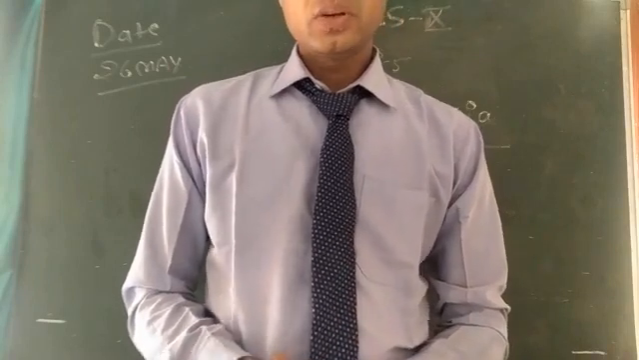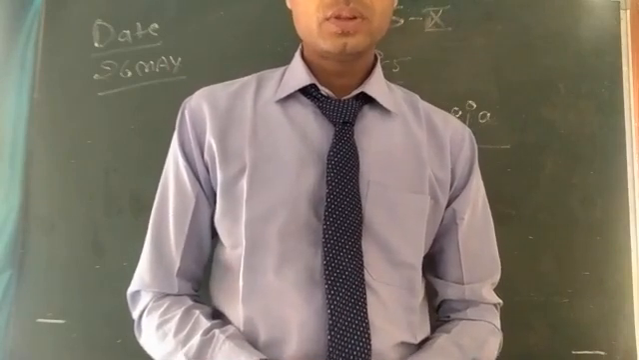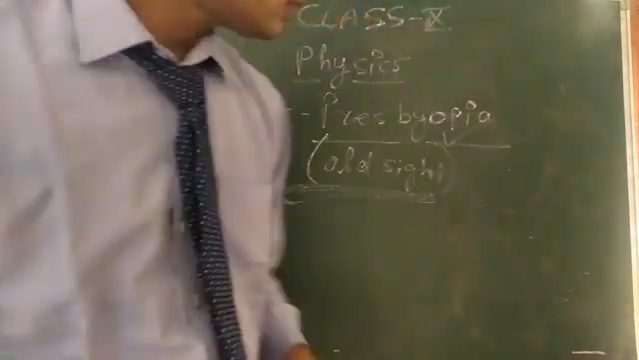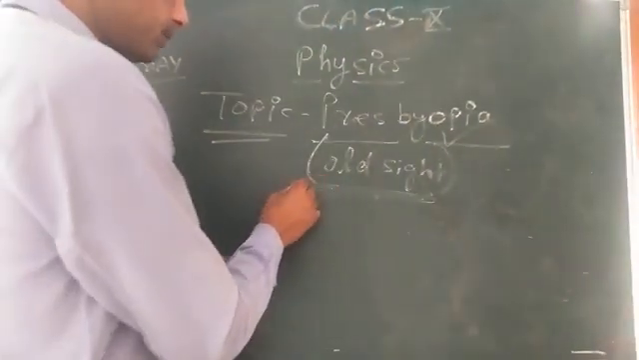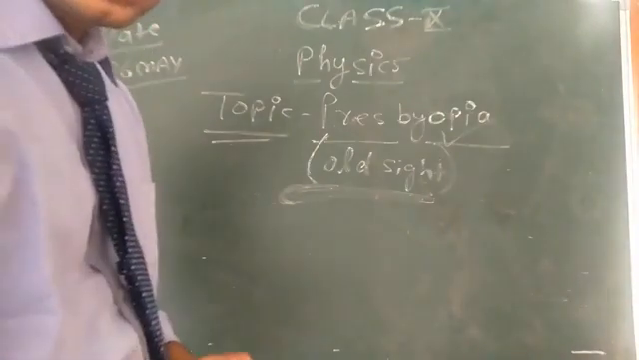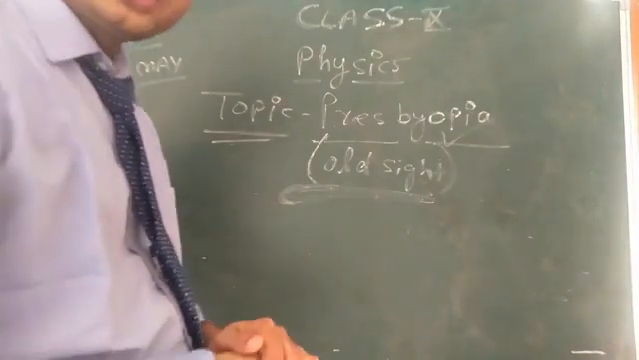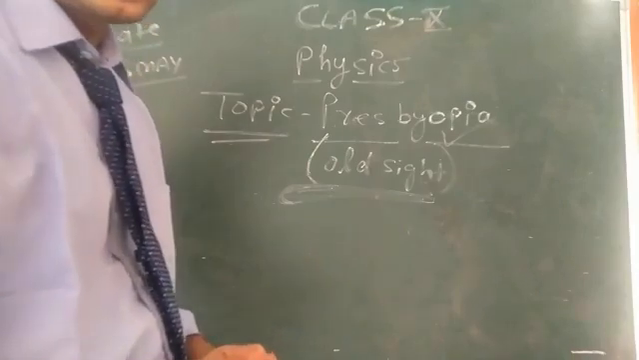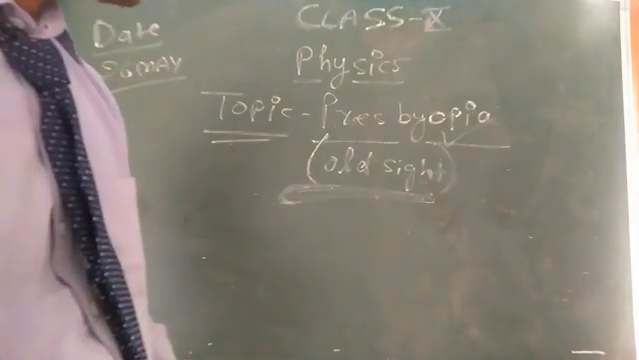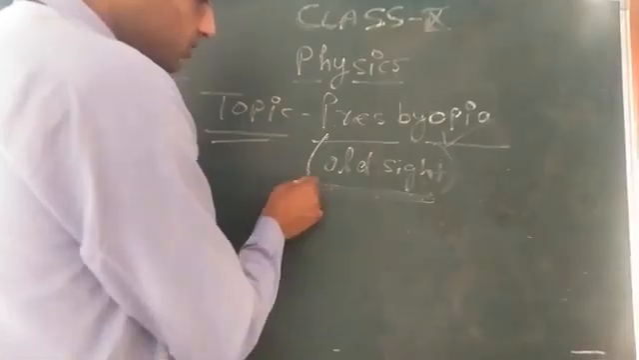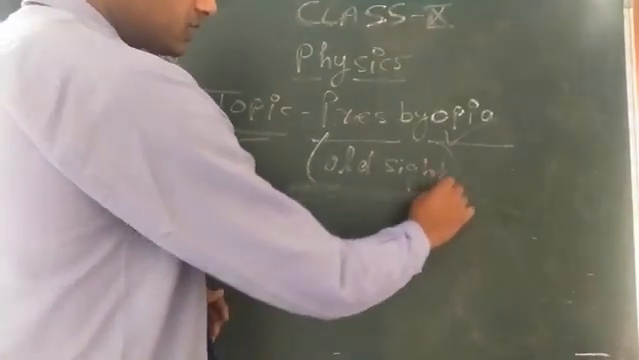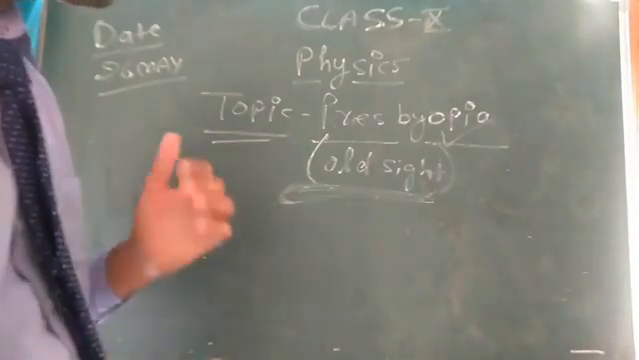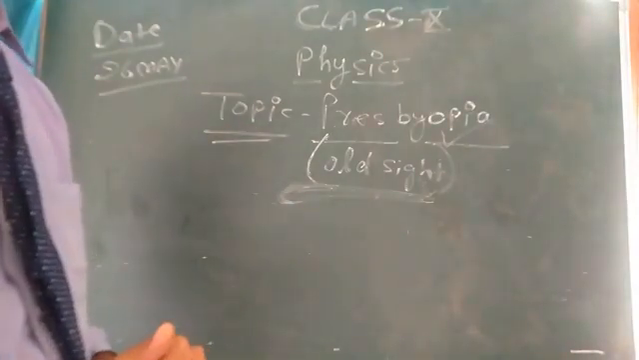As you know, our chapter Human Eye and Colorful World is going on. So today I am going to take a lecture on the topic presbyopia. As you know, the topics myopia and hypermetropia I have discussed in my previous class. So today I am going to discuss the presbyopia defect. This defect is also known as old sight because this defect arises due to advancing age.